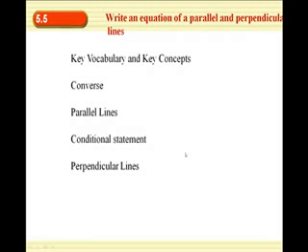All right, Algebra 1, let's talk about parallel and perpendicular lines. Page 319. This is 5.5 in your book.